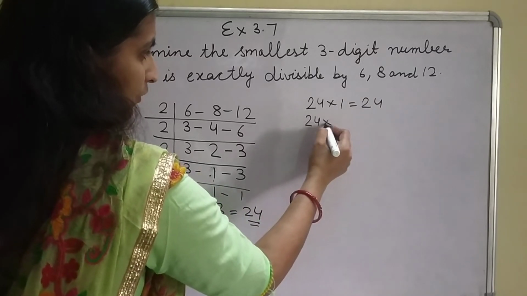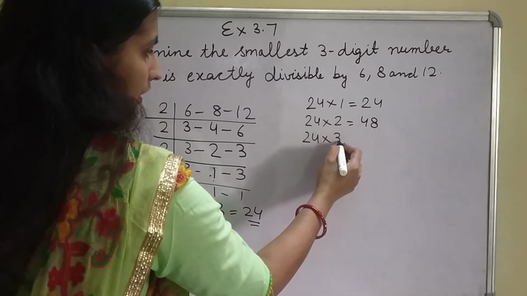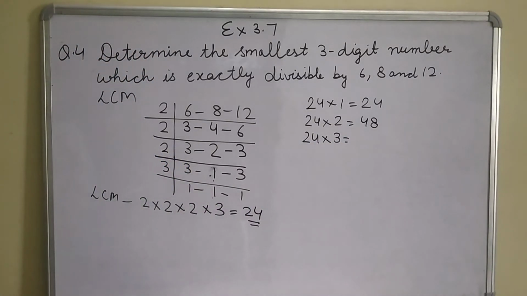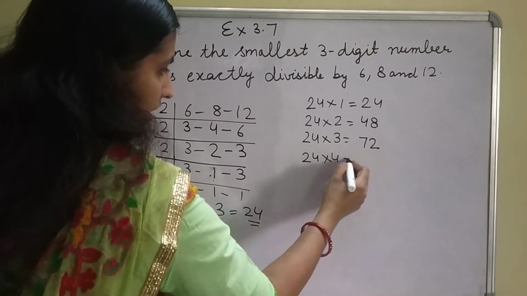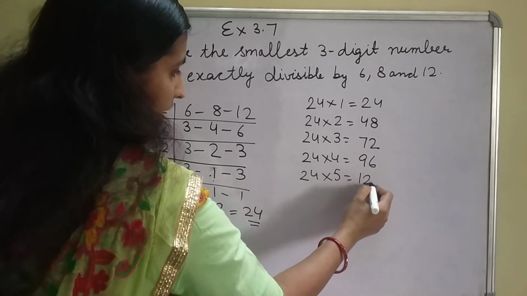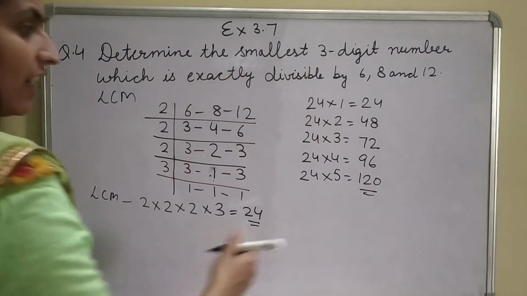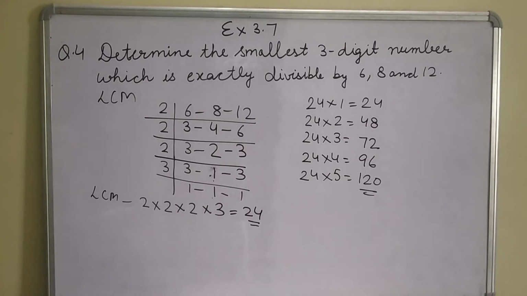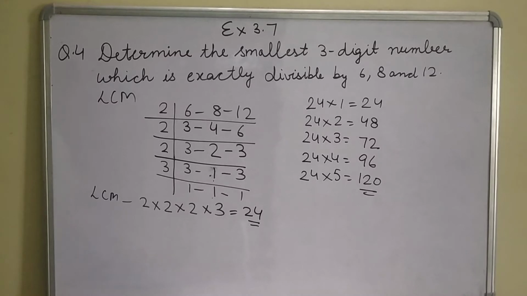We'll multiply it by 2. That will give 48. 24 3s are 72. 24 4s are 96. 24 5s are 120. So 120 is the smallest 3-digit number we need. So this way we will find out the smallest 3-digit number which is exactly divisible by 6, 8 and 12. Now let's move to the next question.